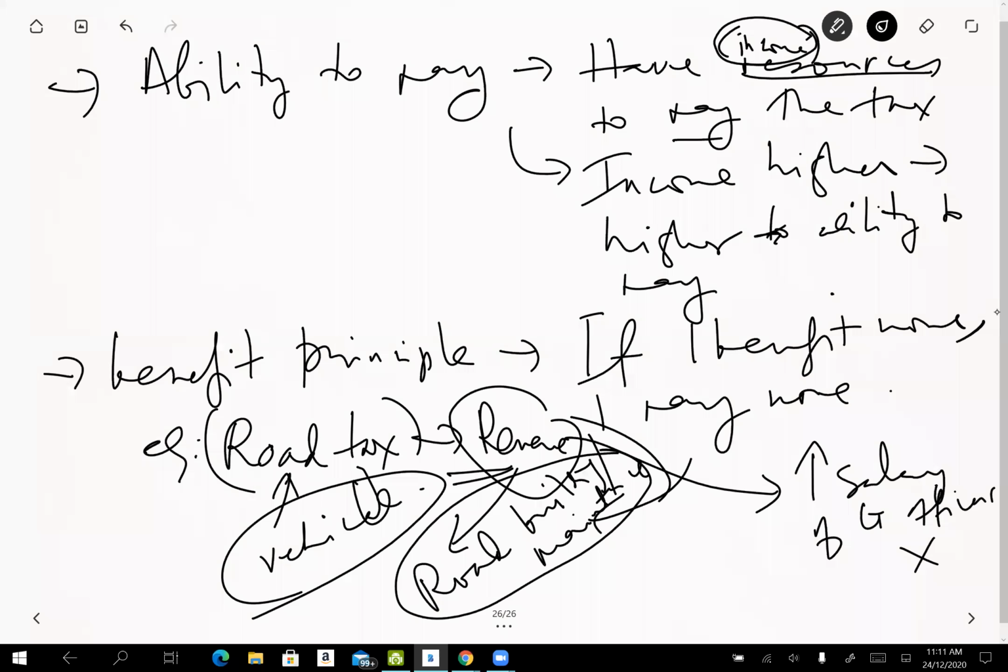Of course, this benefit principle doesn't always work. Sometimes when you pay tax, you don't necessarily benefit more. Sometimes you don't pay that high a tax, and you benefit more. So the benefit principle, that is the idea.